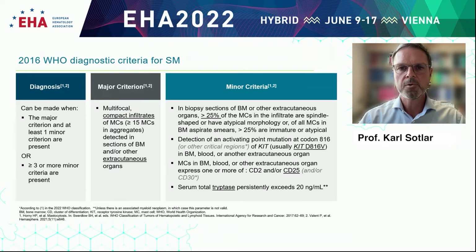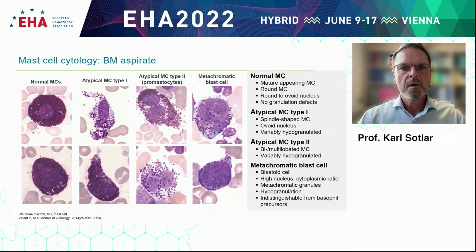In the upcoming WHO classification, there are minor additions to the minor diagnostic criteria. Other KIT mutations do count as minor diagnostic criteria, and CD30, the aberrant expression of CD30, is added as a minor criterion.